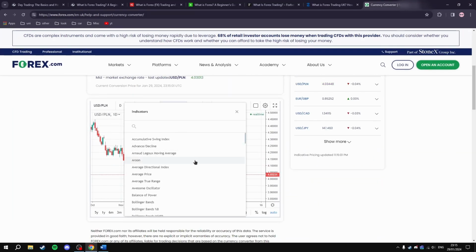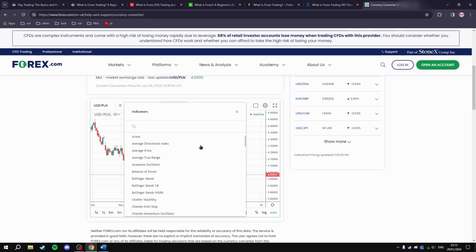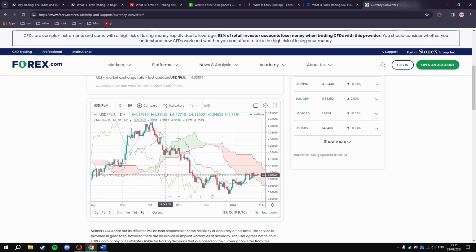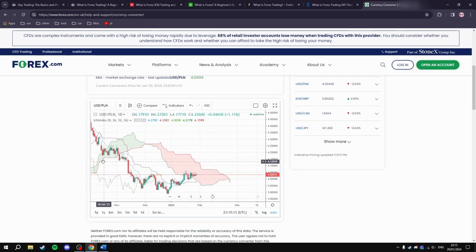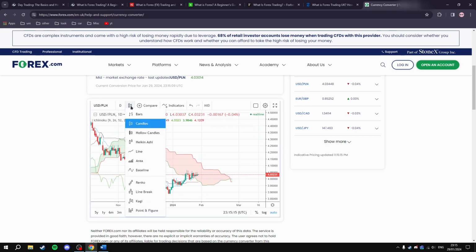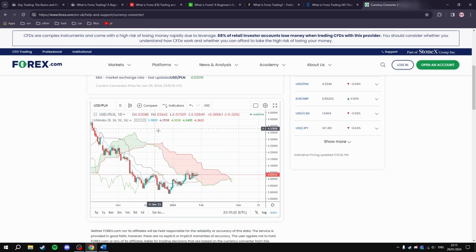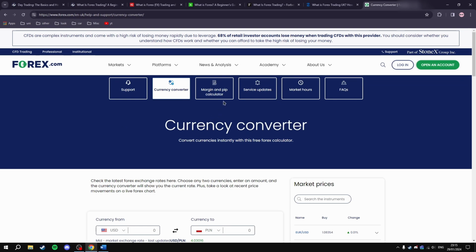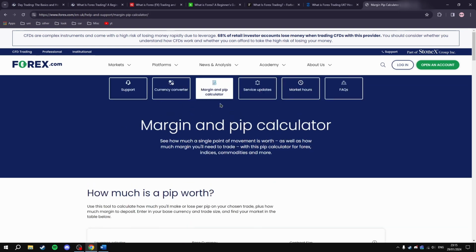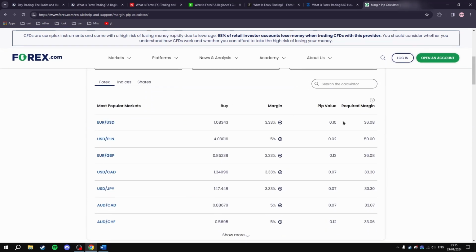Indicators. Let's do the Ichimoku cloud. Oh wow, okay. Candles. There's a lot of stuff on here, isn't there? Right, okay, this is interesting. We'll have a look at that later. Let's see what else is on there. Margin and pip calculator. Right, okay.